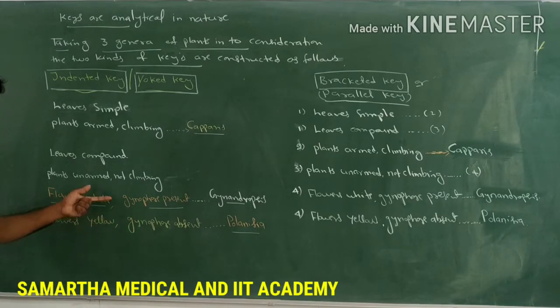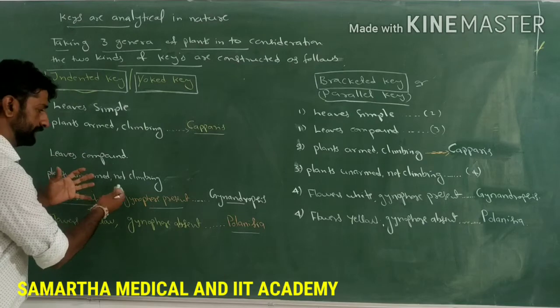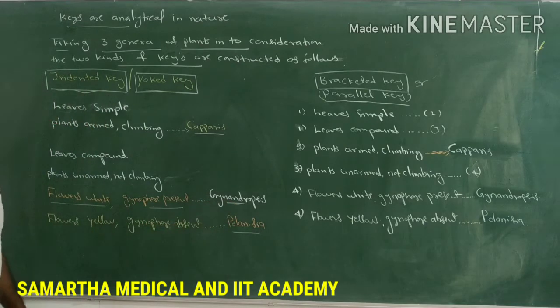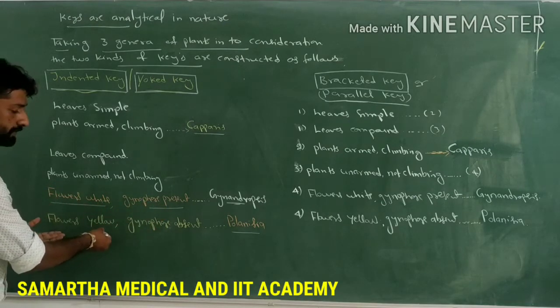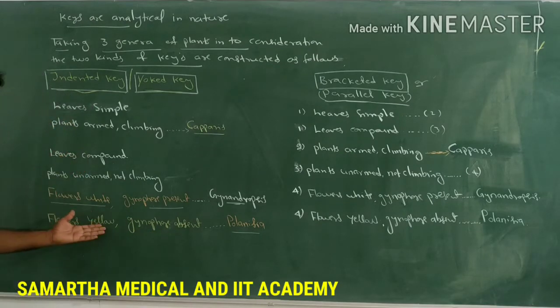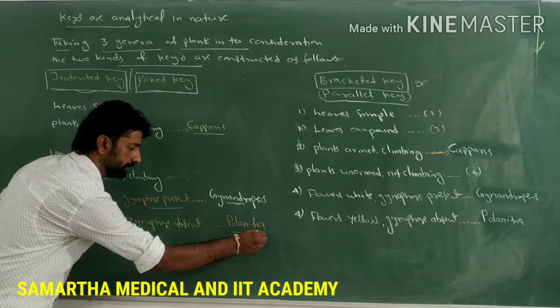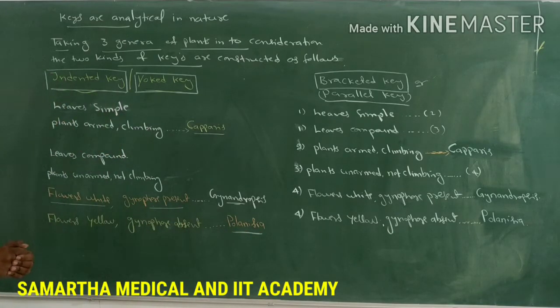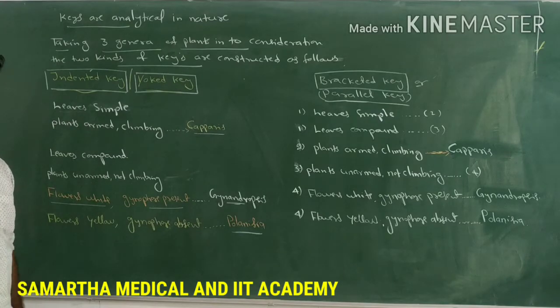So among these two, you have to select any one. If flowers are white and gynophore present along with these characters, then you will select that one and identify that plant as belonging to the genus Gynandropsis. Instead, if yellow flowers are present and gynophore is absent, then you will select that character, reject the other, and identify that plant as belonging to the genus called Polanisia. This type of key is called an indented key or yoked key, right?